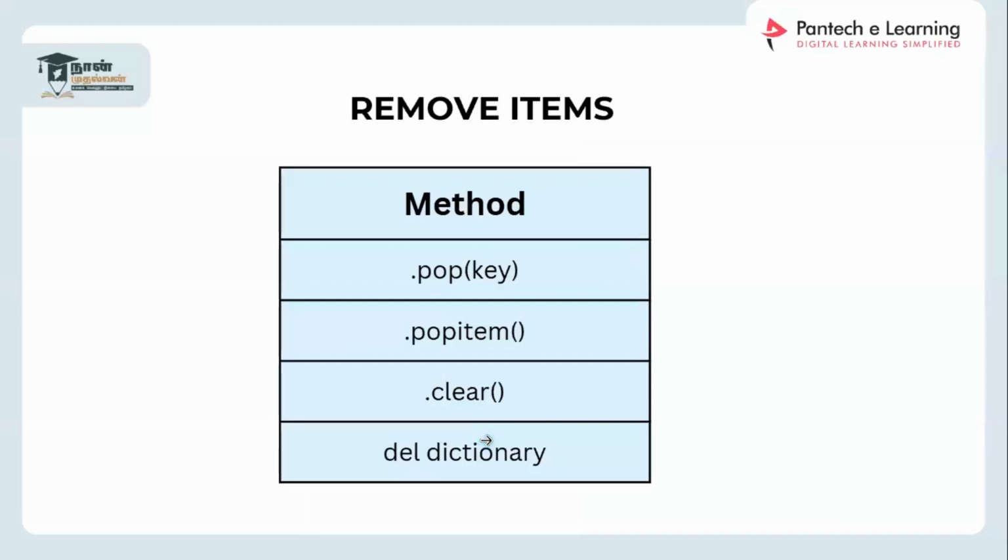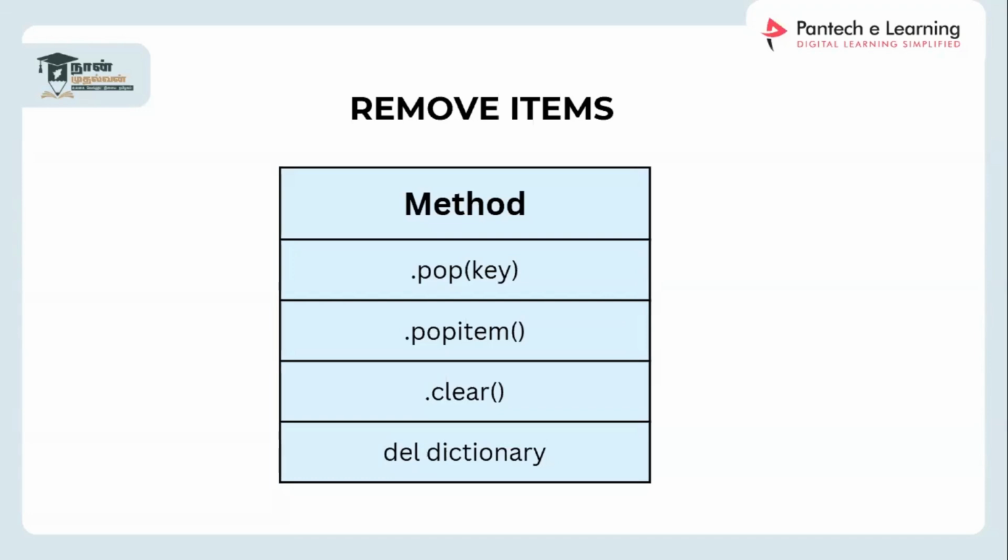Okay, so next is removing items. Removing items is the same as in a list, where the general remove function takes the value name, and automatically the value will be removed. Dot pop in a list removes by the index value; the particular value will be removed. In the same way, this dictionary has a dot pop function where you mention the key name, and the particular value will be removed.